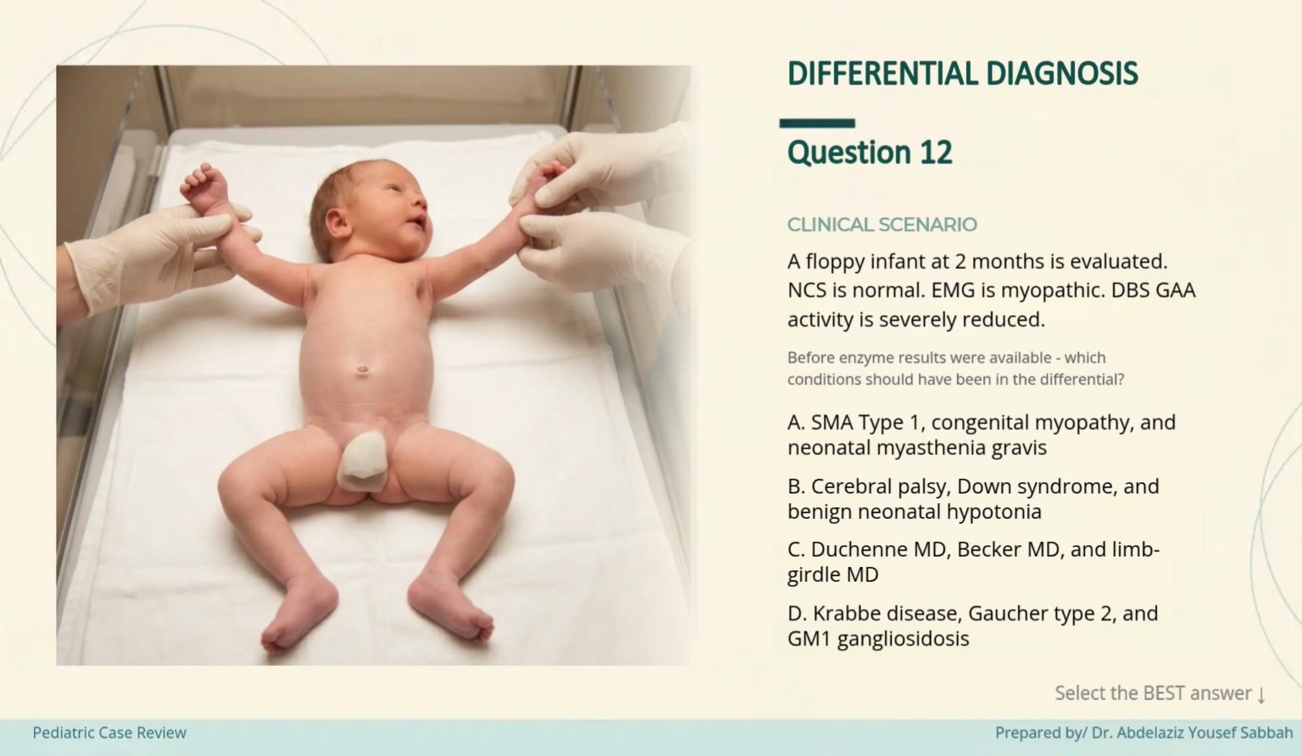Option A, spinal muscular atrophy type 1, congenital myopathy, and neonatal myasthenia gravis. Option B, cerebral palsy, Down syndrome, and benign neonatal hypotonia. Option C, Duchenne muscular dystrophy, Becker muscular dystrophy, and limb-girdle muscular dystrophy. Option D, Krabbe disease, Gaucher type 2, and GM1 gangliosidosis.